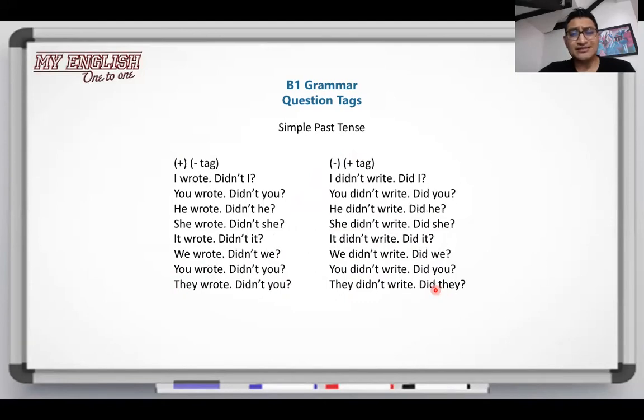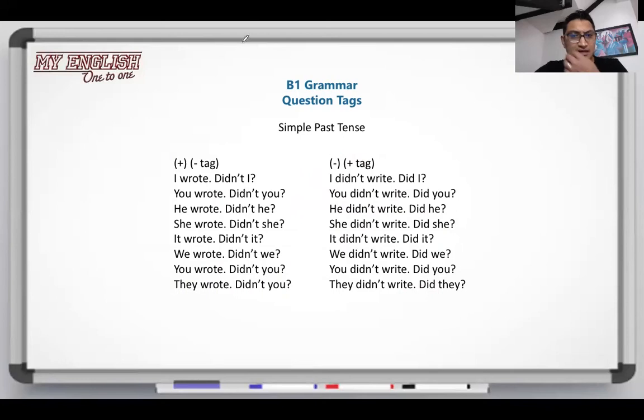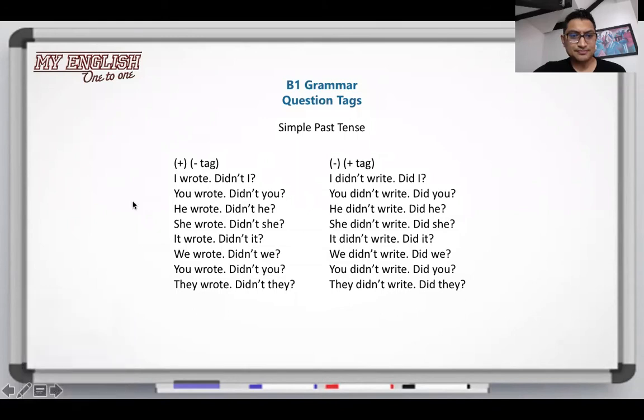Now we're gonna check the simple past tense again. Remember that we are respecting the tense of the sentence. All right, now we're gonna check the question tags in simple past tense. Again, sentence in positive, question tag in negative.